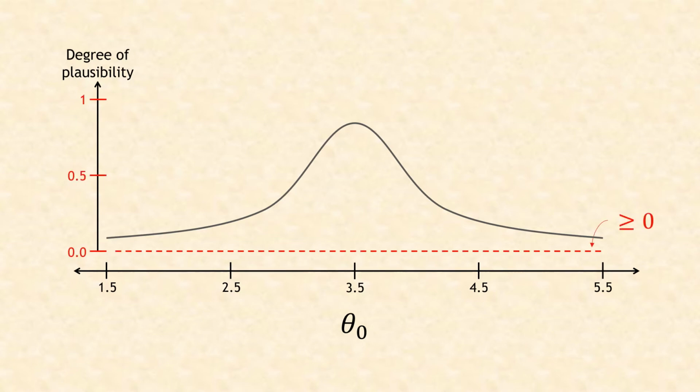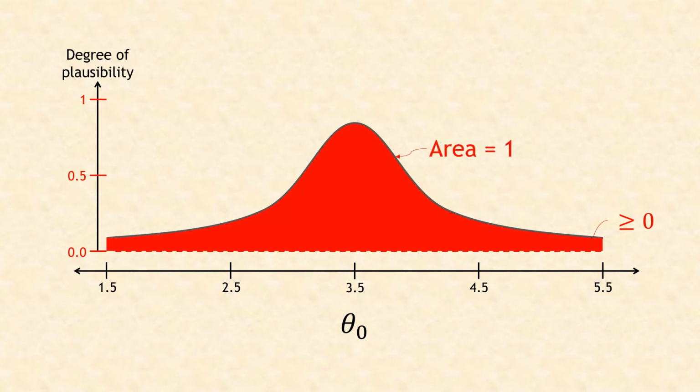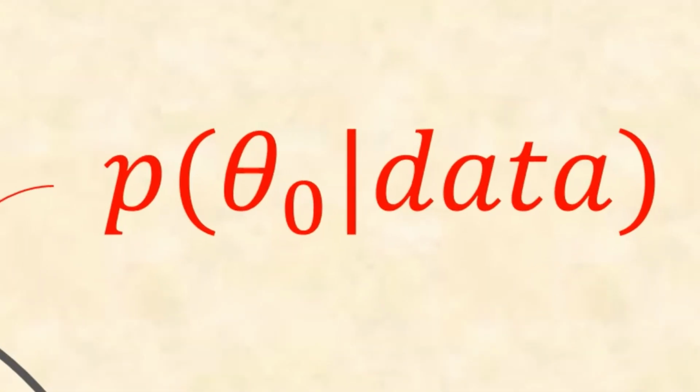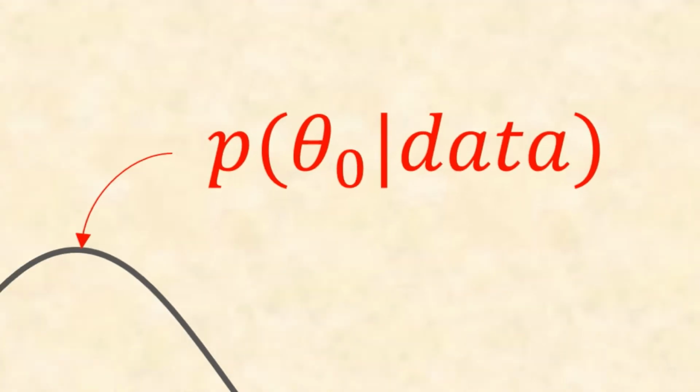One is that it's always greater than 0, because probabilities can only be greater than 0%. The second is that it integrates to 1. That is, the area under the curve is 1. This is because when you add up all value possibilities for a particular parameter, it has to equal 100%. We write the probability distribution of θ0 based on the data as this: P, θ0, straight line, data.